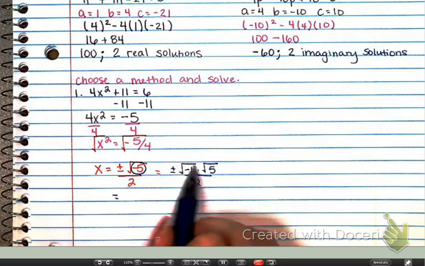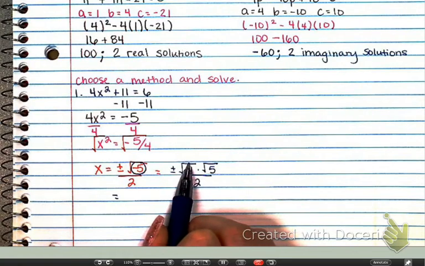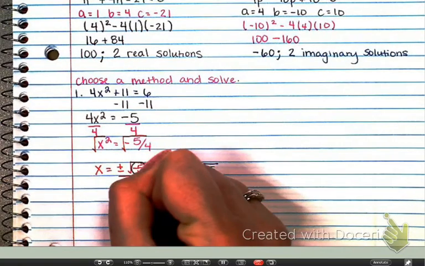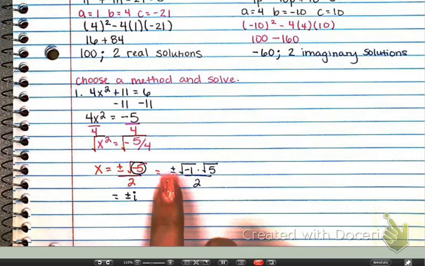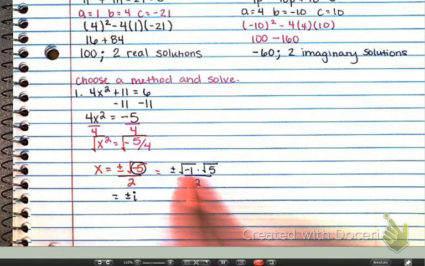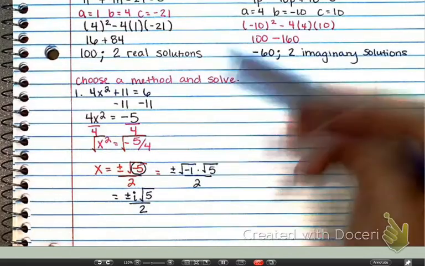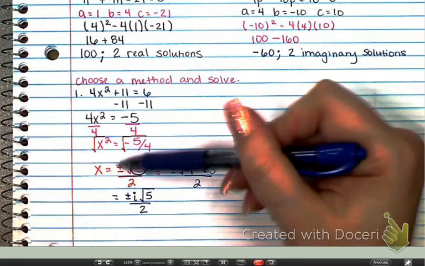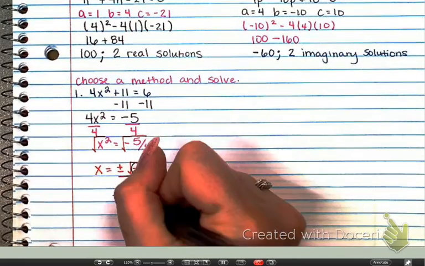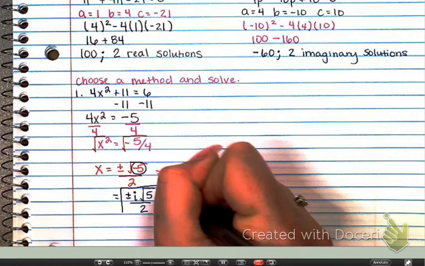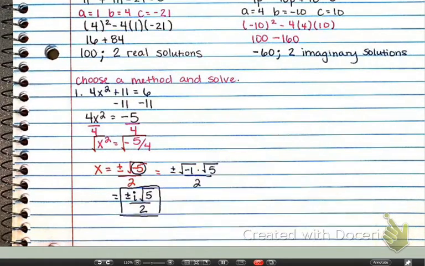The square root of negative 1 is i, so it's plus or minus i, because the plus or minus is still up front, so the i comes after it. The square root of 5 doesn't change, all over 2. So some of you will be able to go from taking the square root here to this step, and that's absolutely fine, but I wanted you to see where it came from.